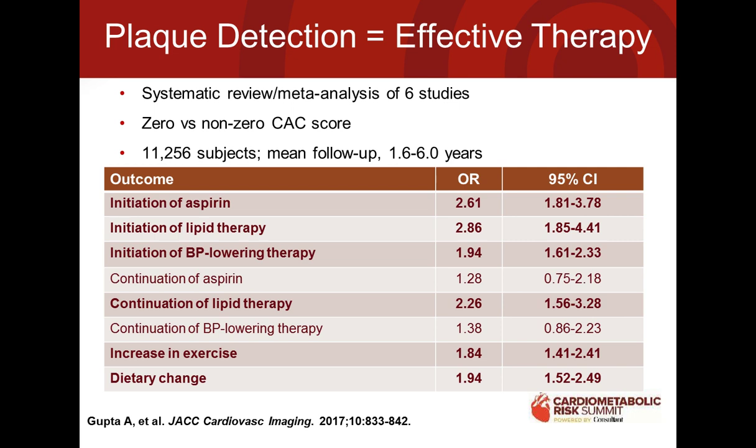And just using that simple dichotomy with a follow-up of somewhere between 2 and 6 years, they showed that patients that had a non-zero calcium score were more likely to be on an aspirin, more likely to be on lipid-lowering therapy, more likely to be on blood pressure-lowering therapy, more likely to be continuing to take their lipid therapy, and get this, more likely to exercise, and more likely to have positive dietary changes.